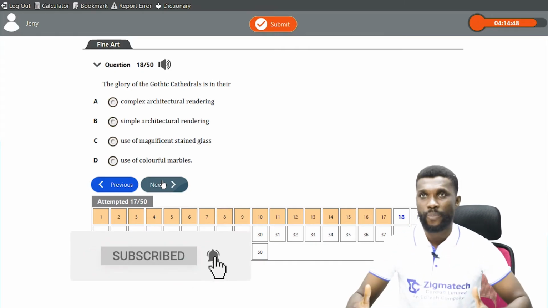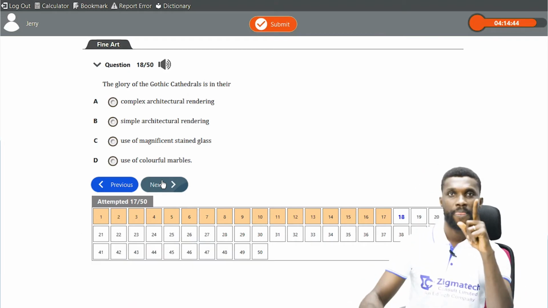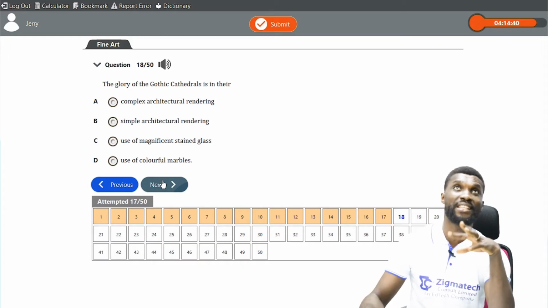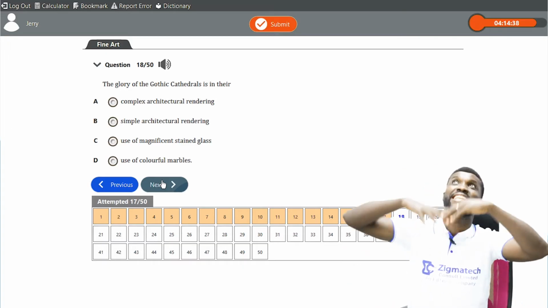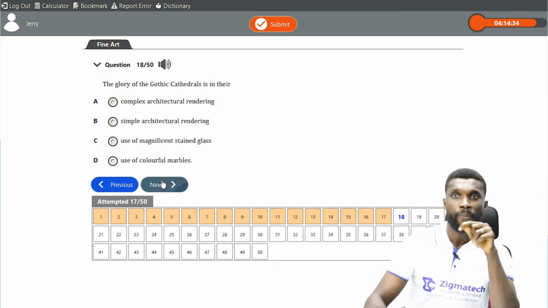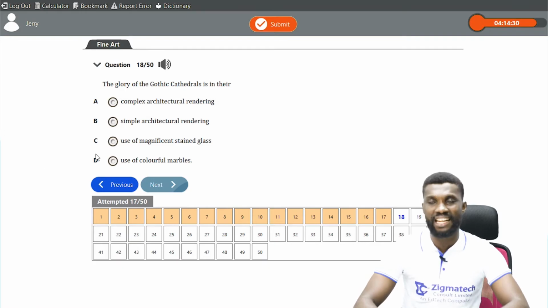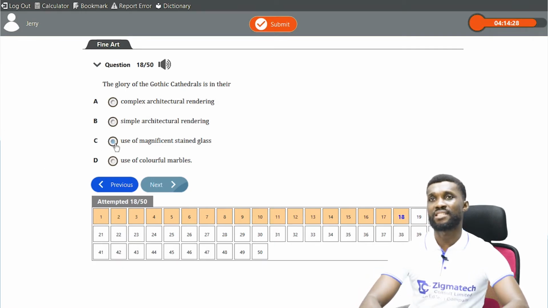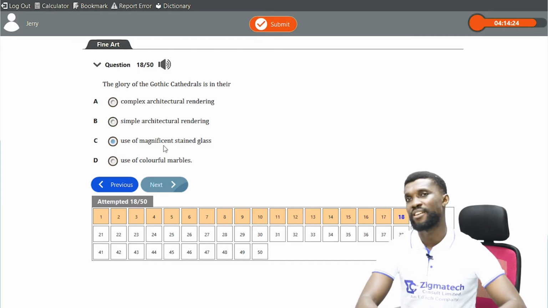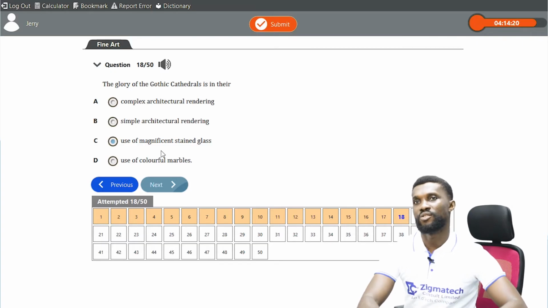Now watch, let's take it now. There is a cathedral in the Gothic period that is known for one thing. And for those of you that are very familiar with some of the paintings that Michelangelo painted, you could remember he painted on the ceiling of a mighty cathedral. Now, there is one thing that cathedral is known for, which is what? The use of what? Magnificent what? Stained glass. That is where our answer comes in, option number what? C. The use of magnificent stained glass is what they use.